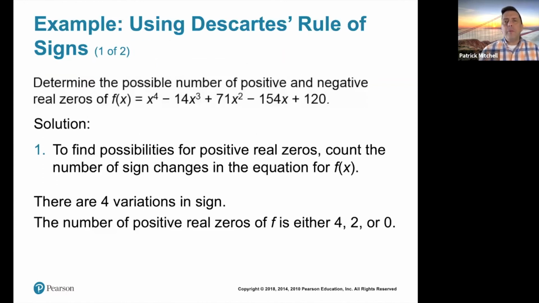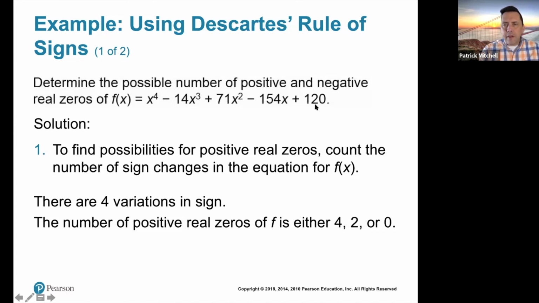We're going to determine the possible number of positive and negative real zeros of f(x) equals x to the fourth minus 14x cubed plus 71x squared minus 154x plus 120. So to find possibilities for positive real zeros, we're going to count the number of sign changes in the equation for f(x). Now, what they mean by sign changes is if you go from one term to the next, see if the term changes sign.